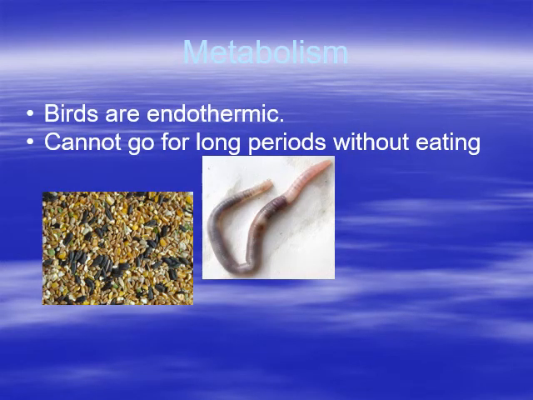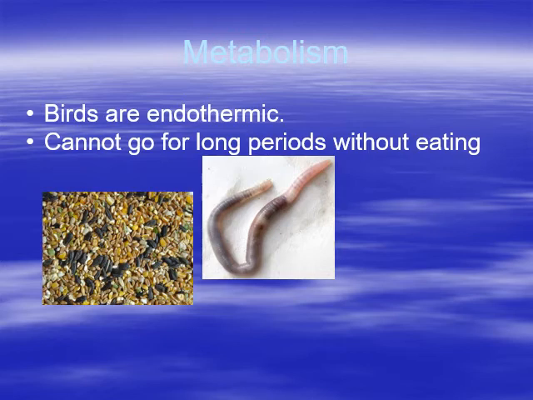Birds, like we said, have a high metabolism because they are endothermic. So that means that they are producing a lot of energy, a lot of body heat. They can't go for long periods of time without eating. So they often eat things that are pretty easily available, like seeds and insects. Those things are very common and there's a lot of them. So that's going to be what most birds are going to be eating.